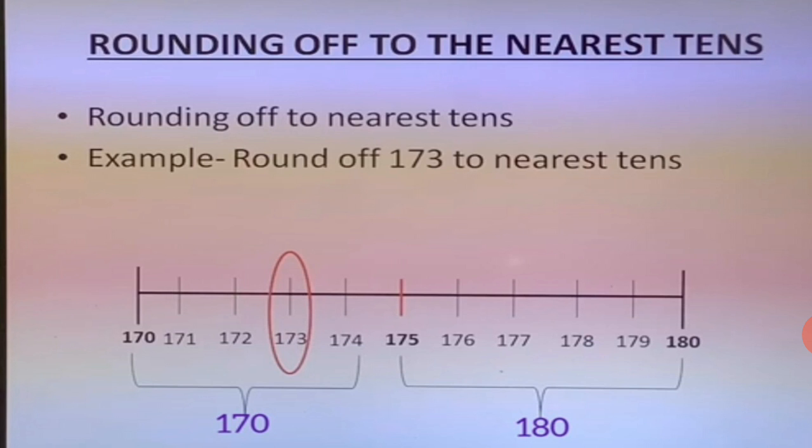Now another method is, we look at the number at the nearest tens place. Here it is 7. Now we look at the number to the right of 7. It is 3. 3 is less than 5. So the number remains the same. 7 will remain 7. So the answer will be the same, 170.